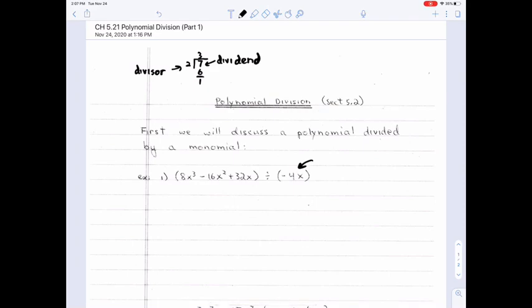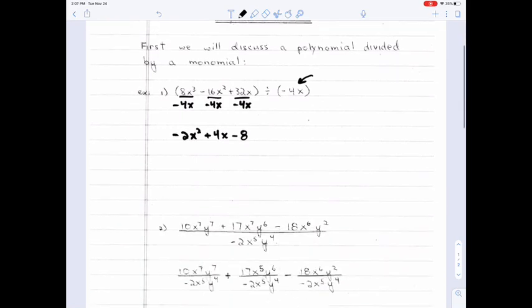All you do is you take the divisor and you divide it into each term of the dividend. So you'd get negative 2x to the second plus 4x minus 8. And that's all you do. You just divide each one.